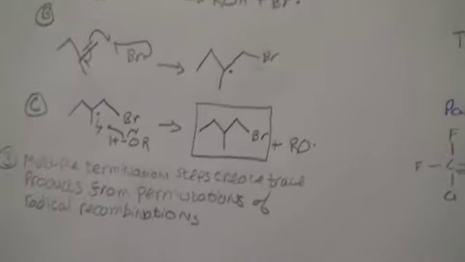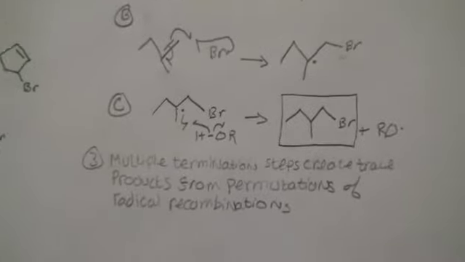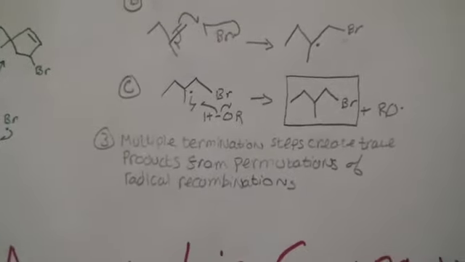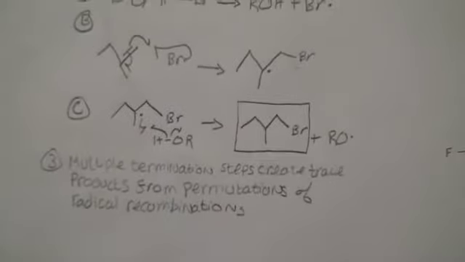The RO dots recombine somewhere in the termination step. And again, just think of all the possible radicals you can make during propagation and combine them in all the possible ways and permutations, and you'll get all the possible termination trace products.